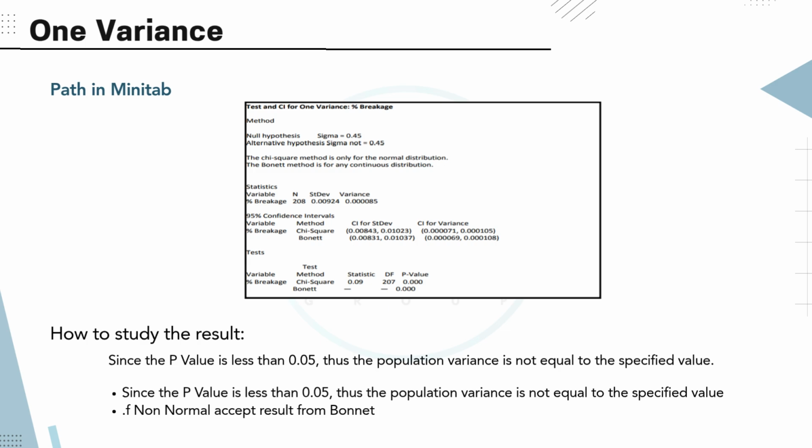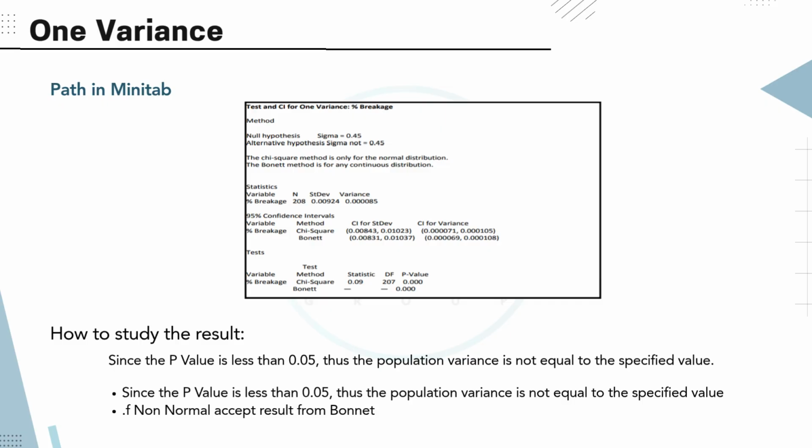different from the target. In the example shown, the chi-square test gives a p-value of 0.000, which is clearly less than 0.05. So, we reject H0 and conclude that the population variance is not equal to 0.45.